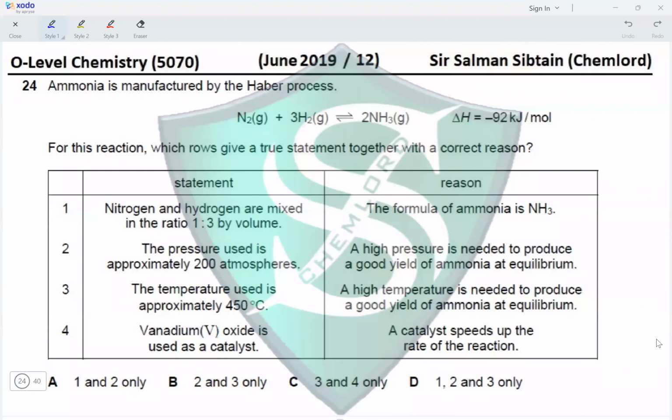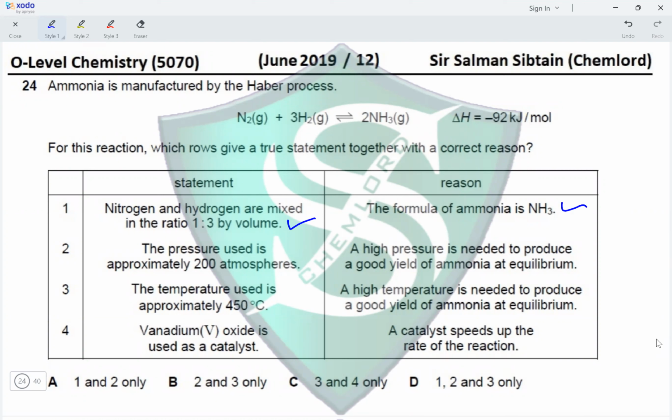Question 24. Ammonia is manufactured by the Haber process. For this reaction, which rows give a true statement together with the correct reason? Okay. 1. Nitrogen and hydrogen are mixed in the ratio 1:3 by volume. Yes, this is seen in the equation given. The formula of ammonia is NH3. Yes. Statement 1 and its reason are true.